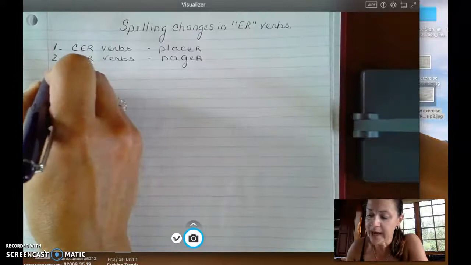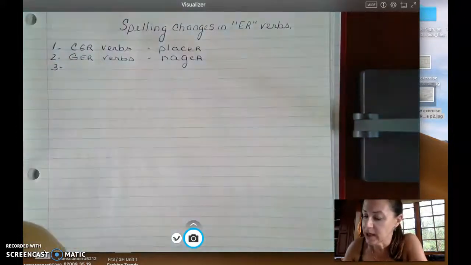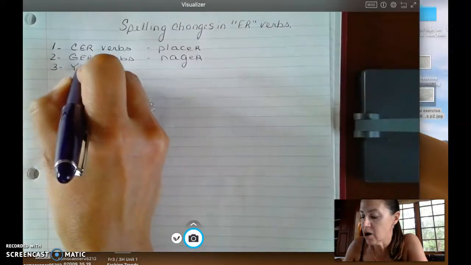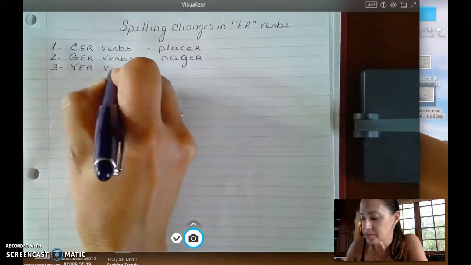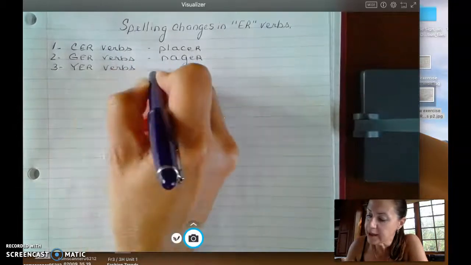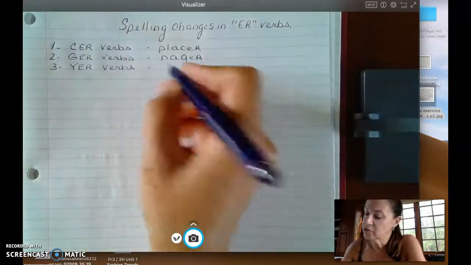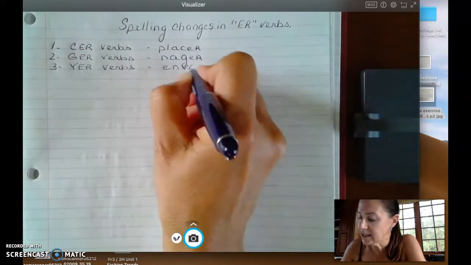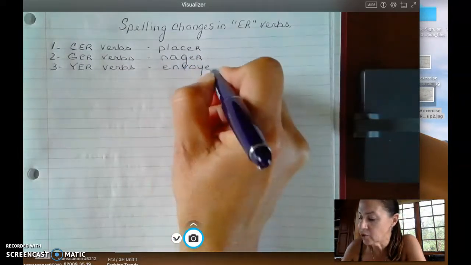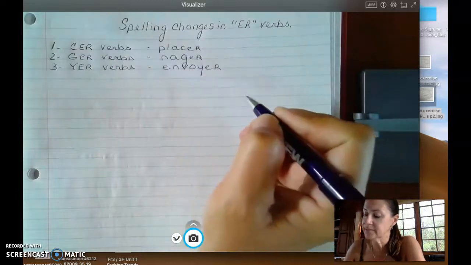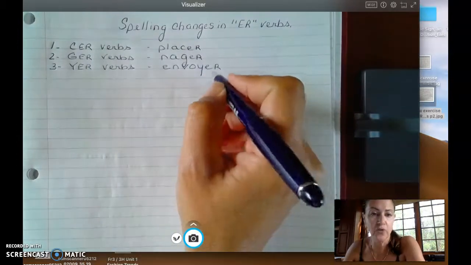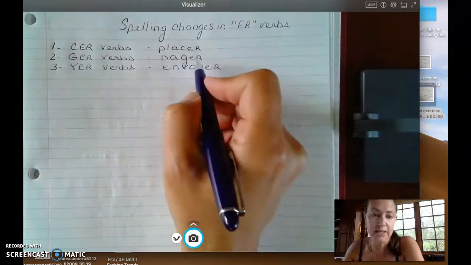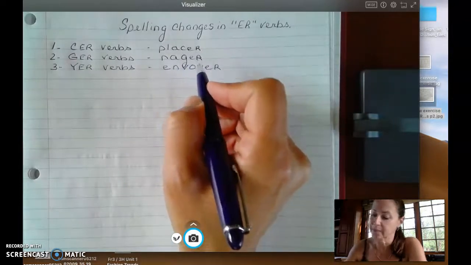The third category that we're going to speak about is YER verbs. For example, here we have the verb envoyer, that's a Y. Envoyer meaning to send, to send a letter. Envoyer une lettre. Nager, by the way, is to swim, in case you forgot.